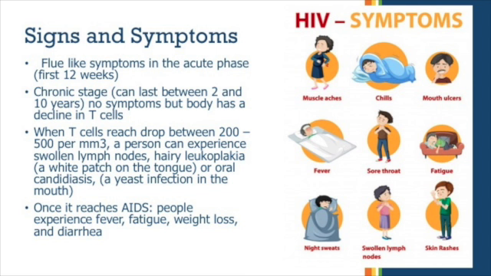In the acute phase, which is the first 12 weeks, you might get flu-like symptoms that can last a couple days. Then comes the chronic stage, which can run anywhere from 2 to 10 years. There's usually no symptoms, but the body does have a decline in the T helper cells, as much as 1 billion a day. The last stage, which is AIDS, people can experience fever, fatigue, weight loss, and diarrhea.